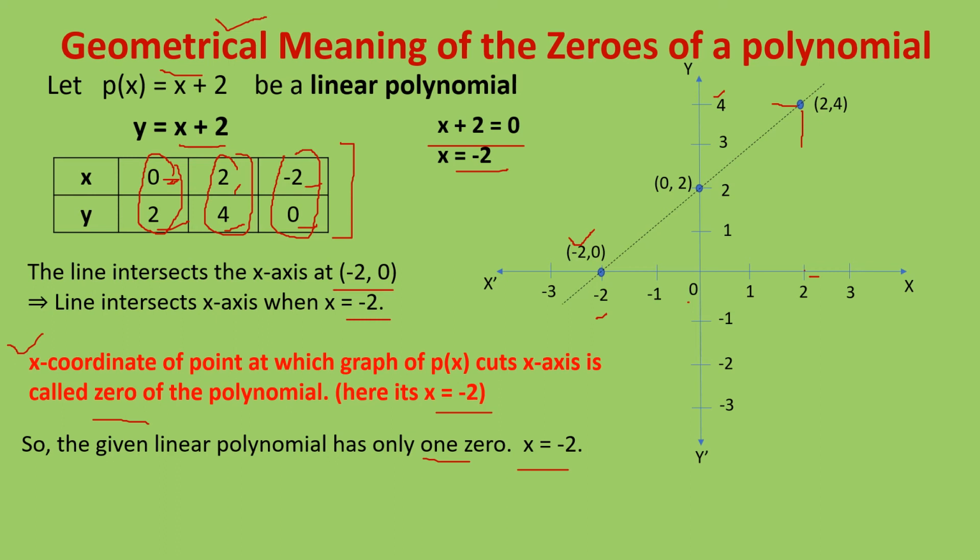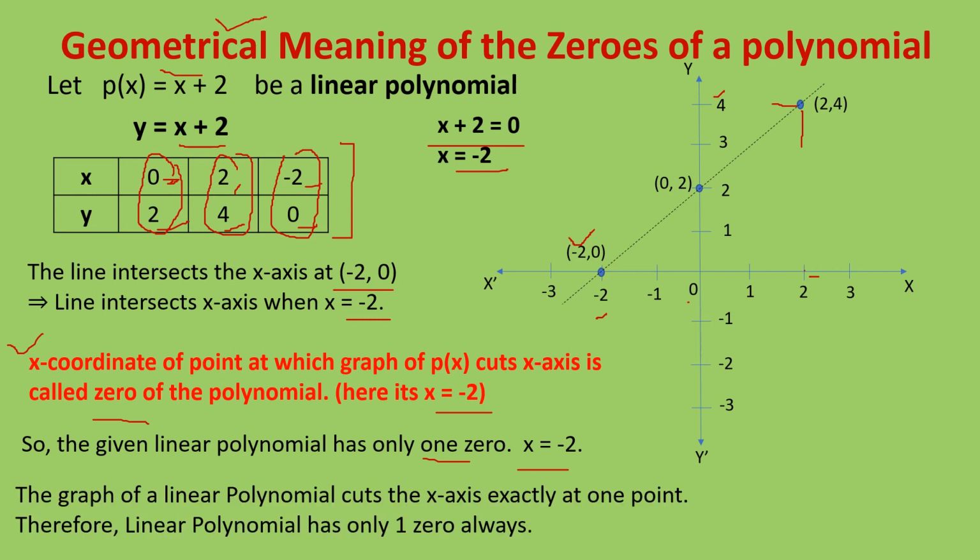And what is that point? That point is minus 2, 0. And in that we will see only the x coordinate. The x coordinate is minus 2. So the 0 is x is equals to minus 2. The graph of a linear polynomial cuts the x-axis exactly at one point. Therefore, a linear polynomial has only one 0 always.